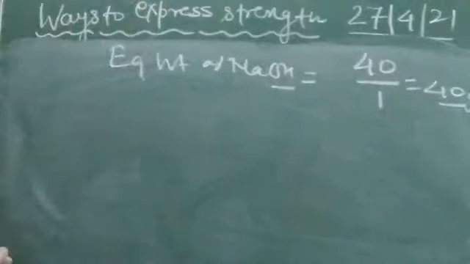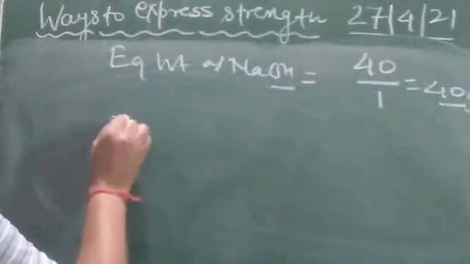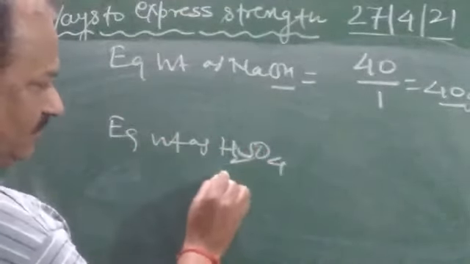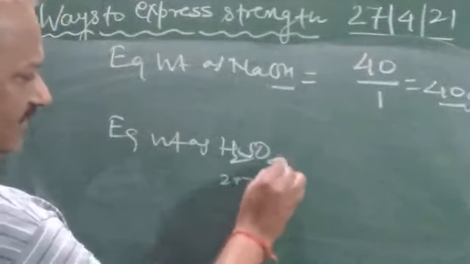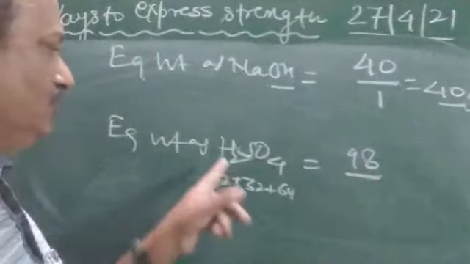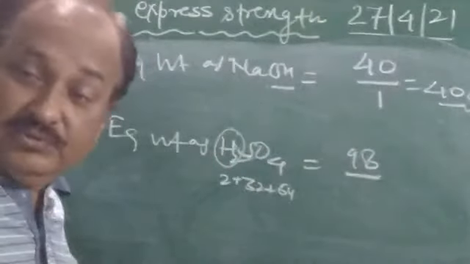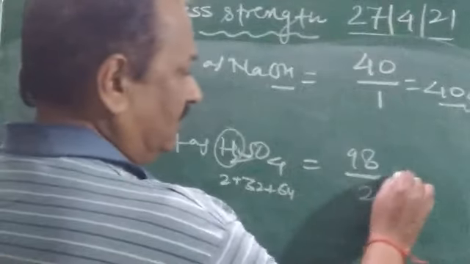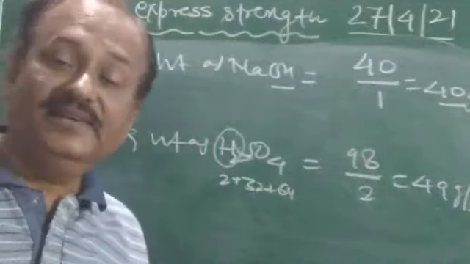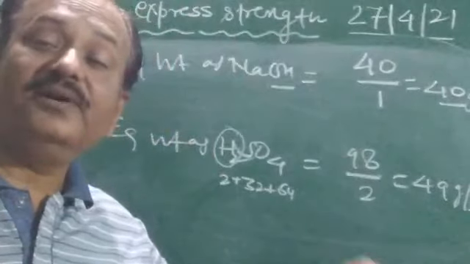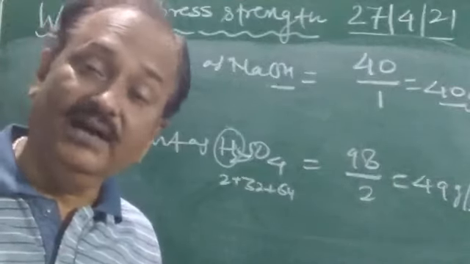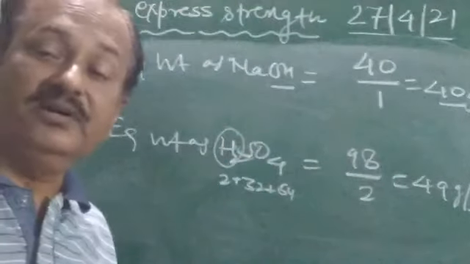Now in case of sulfuric acid, let's find the equivalent weight of sulfuric acid. Here hydrogen 2, sulfur 32 and oxygen 64, so it comes out to be 98. And from this, two hydrogen ions are replaceable, so here we divide by 2. So it comes out to be 49 gram per equivalent. So this sulfuric acid is a dibasic acid. So in a dibasic acid or diacidic base, the equivalent weight will be reduced to half. So this is the concept of equivalent weight of acids and bases.